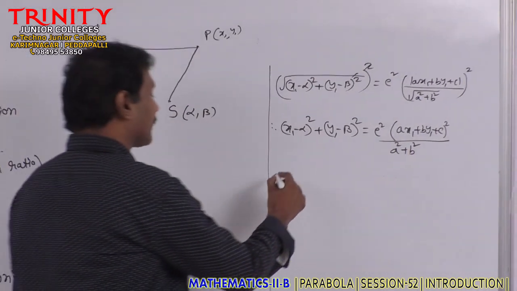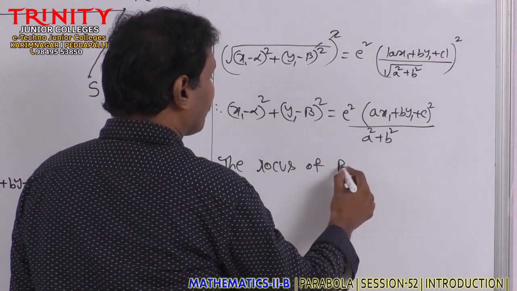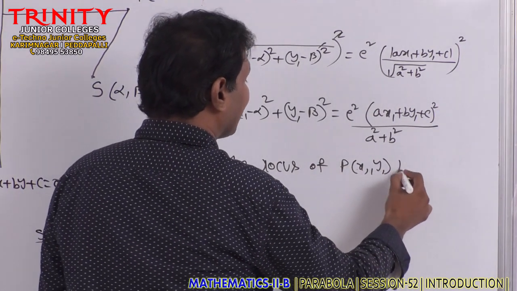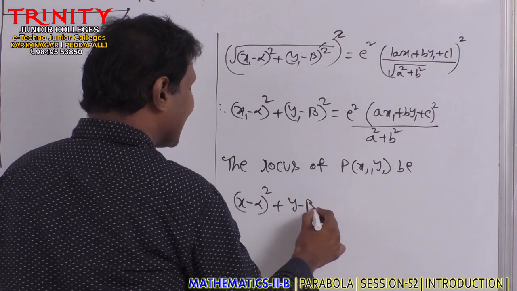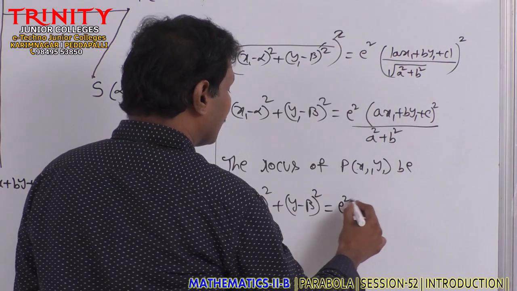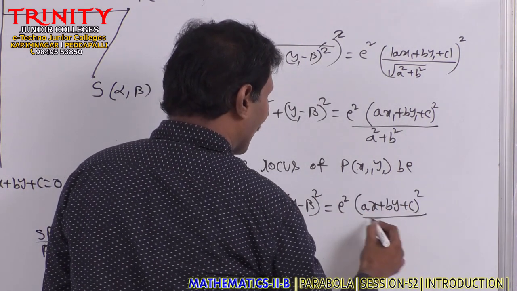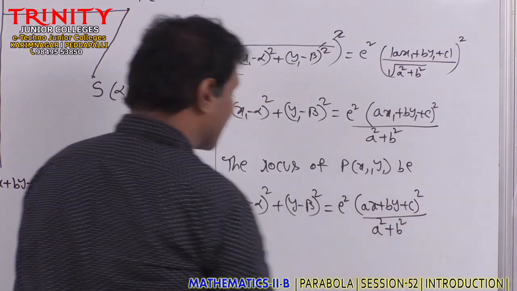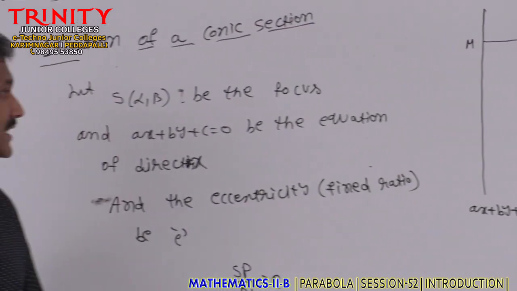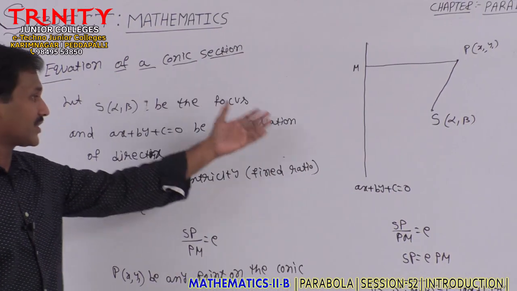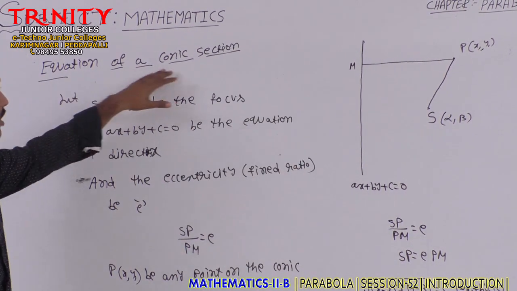The locus of P(x1, y1) is (x - alpha)^2 + (y - beta)^2 = e^2 (ax + by + c)^2 by (a^2 + b^2). This is the equation of the locus, the equation of a conic section.